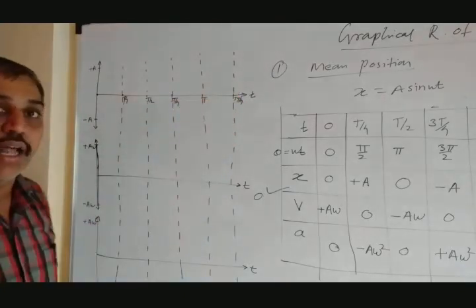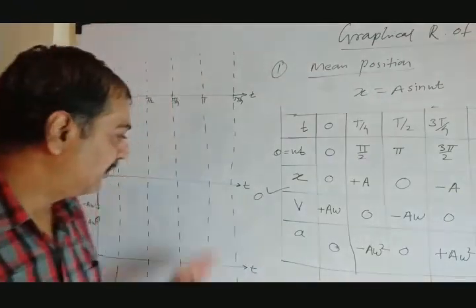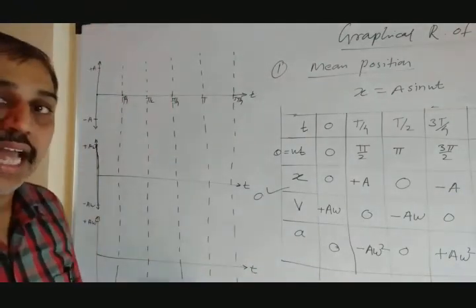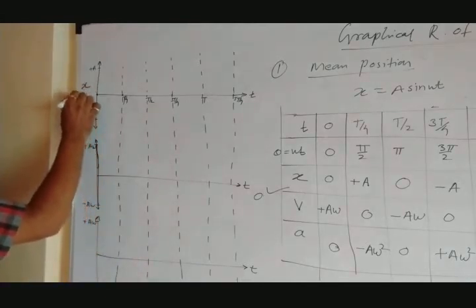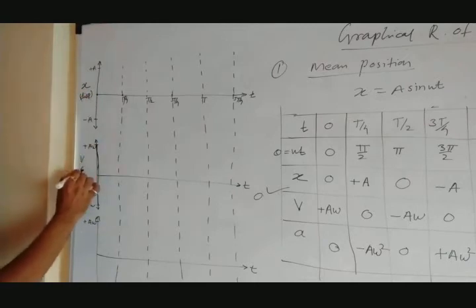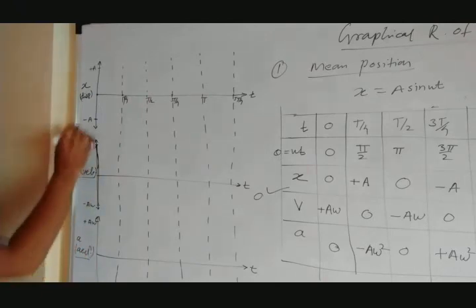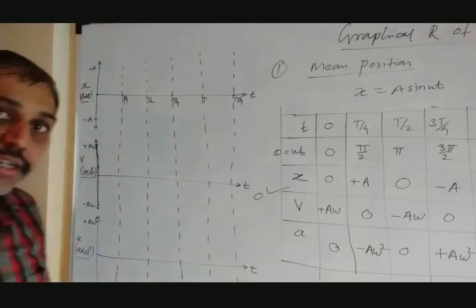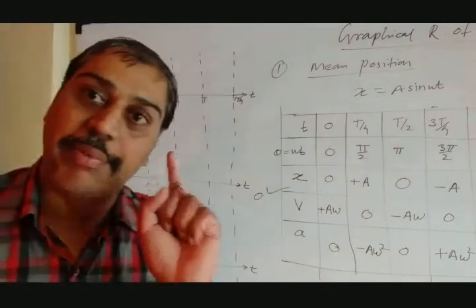Because we are drawing the graph of time versus displacement, time versus velocity, and time versus acceleration, you should represent this as x because it is displacement. You must represent this as v because it is velocity. You must represent this as a because it is acceleration. If you don't mention a, v and x, the examiner might give you 0 marks. So take precautions.